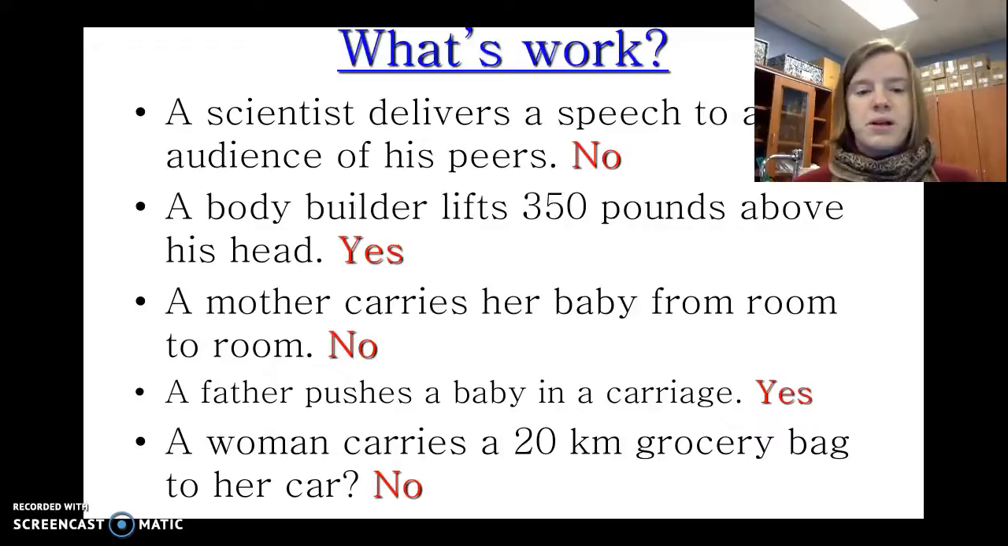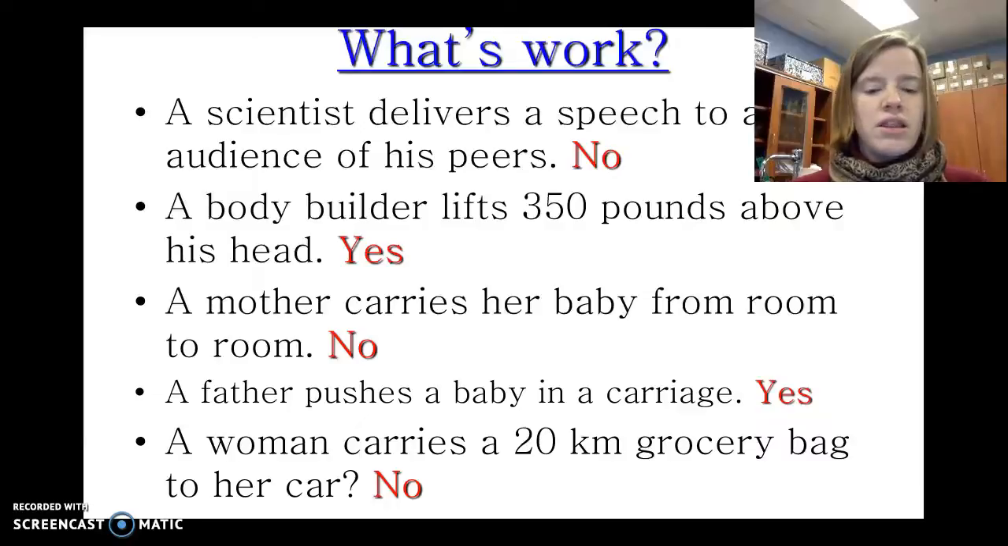So some of these might be surprising. Again, a scientist delivering a speech is not work. There's no movement there. A bodybuilder lifting a 350-pound barbell: now there is motion there and there is force, so that is work. A mother carrying her baby from room to room: this is not considered work.